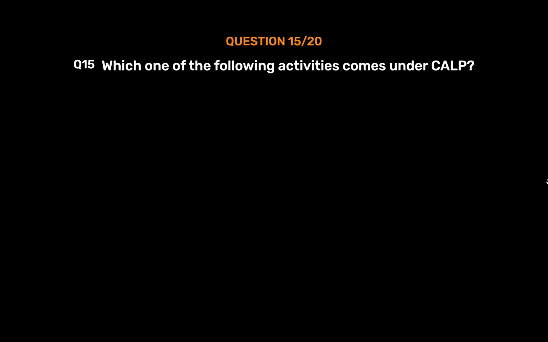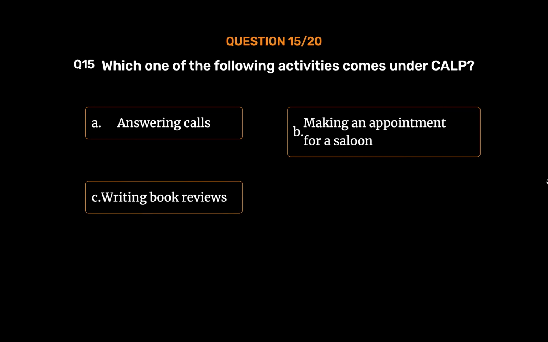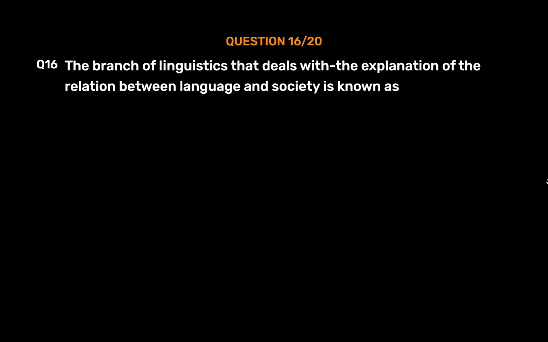Question number 15. Which one of the following activities comes under CALP? Option A. Answering calls. Option B. Making an appointment for a saloon. Option C. Writing book reviews. Option D. Making reservations. The correct answer is Option C. Writing book reviews. As CALP refers to academic language, it will be used in writing book reviews, which needs to be abstract and specialized.